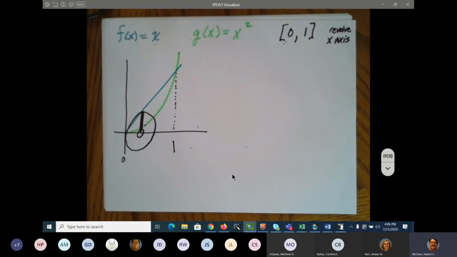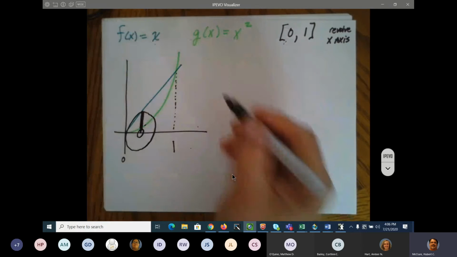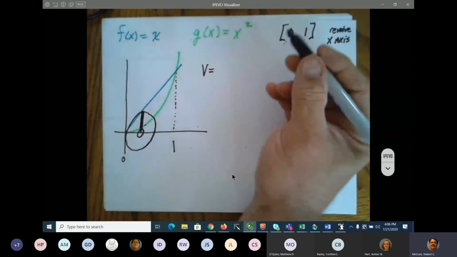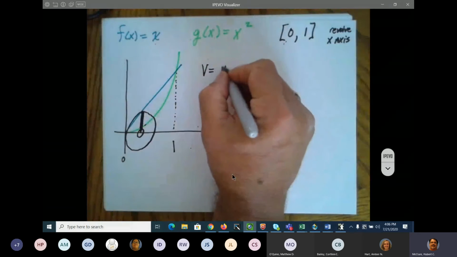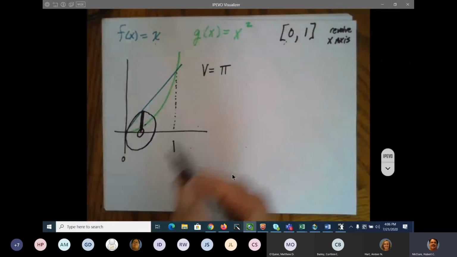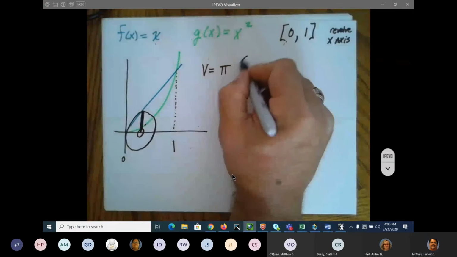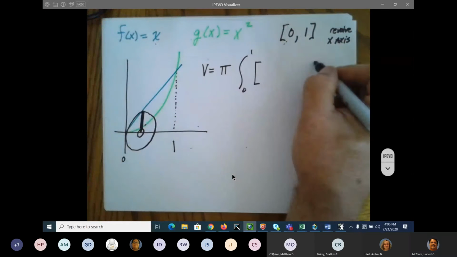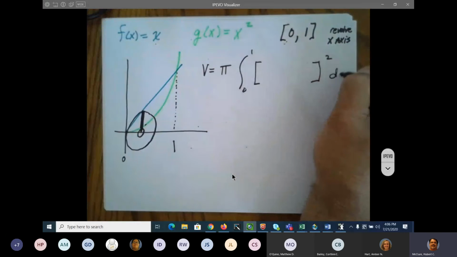So I'm going to set up my antiderivative, volume equals, I know pi is going to be in there, because it's a revolution, so pi is going to be in there. From 0 to 1 of something squared dx, because it's around the x-axis.